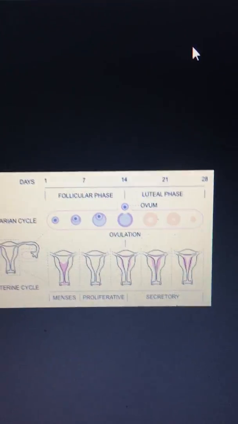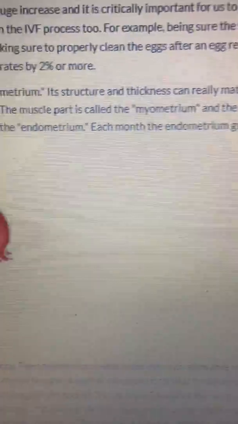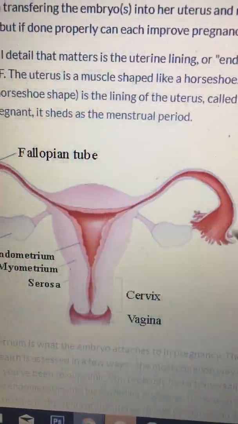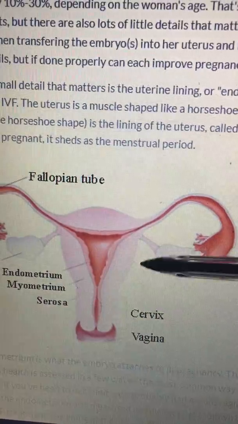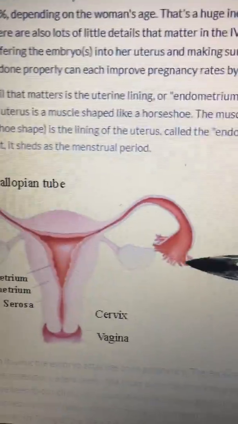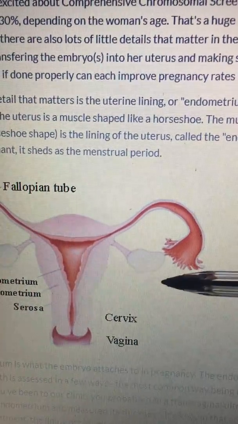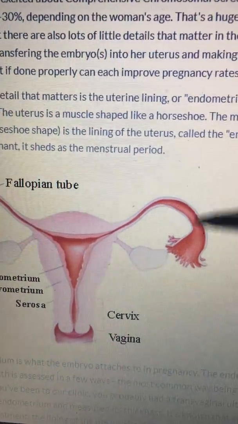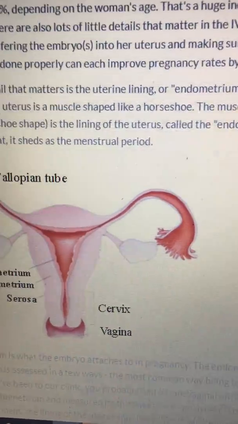So just to give you an idea of the anatomy so you know what's going on, your ovaries are here. You have obviously your vagina, the cervix, the uterus, and then your fallopian tubes are here, and the ovaries sit here. The ovary will secrete an egg during ovulation, roughly day 14.